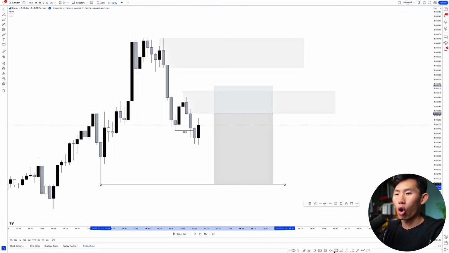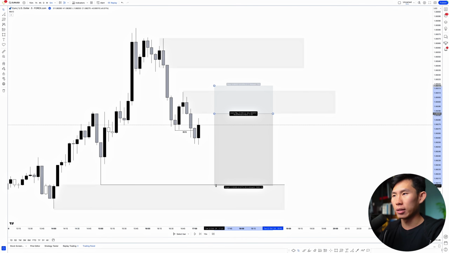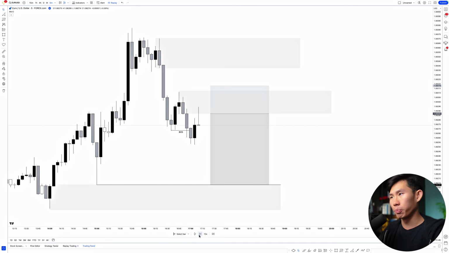Or you can even target the opposing order block, right? The next order block, which could potentially be this area right here. This is the next order block, right? So all in all, this looks exactly the same. So let's say you decide to go for a risk entry right there. Let's see how this plays out.